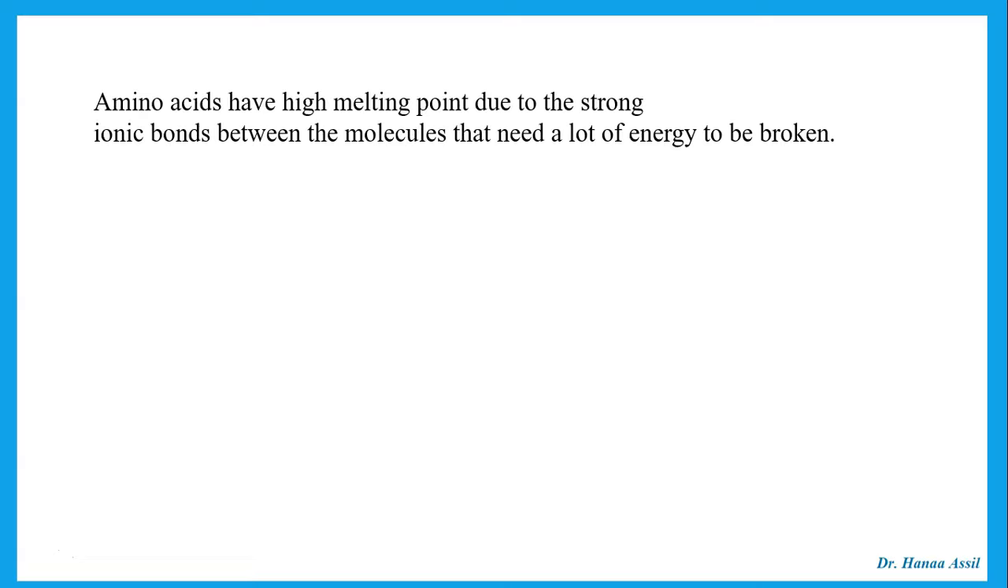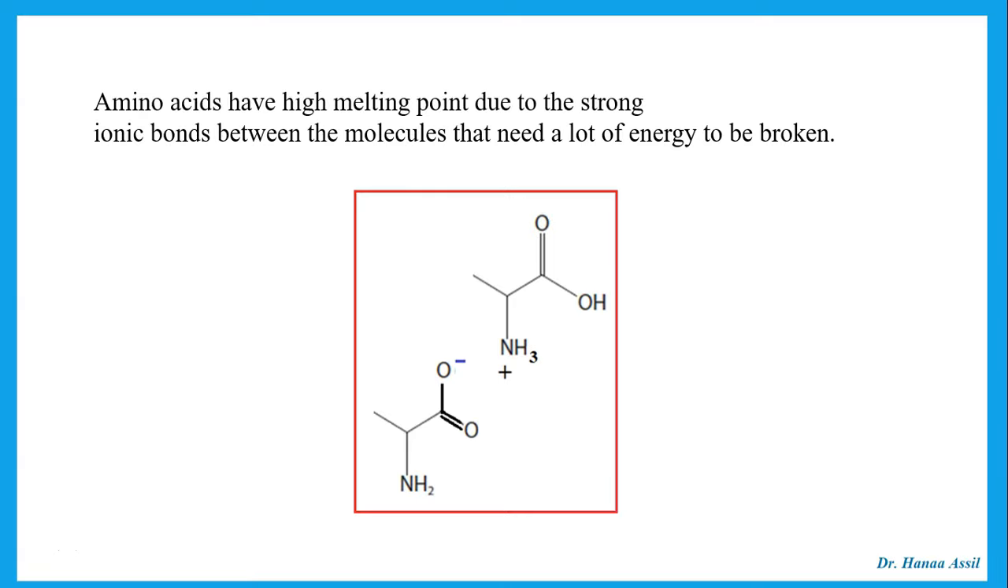Amino acids have high melting point, and this is due to the strong ionic bonds between molecules. So one acid group of one amino acid and the amine of the other amino acids, there is ionic bond between them, and this needs a lot.